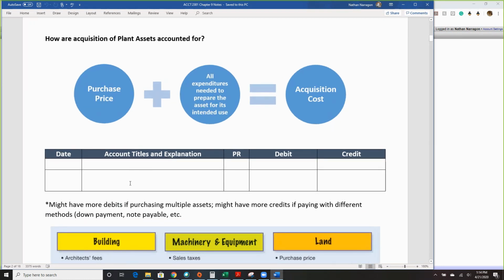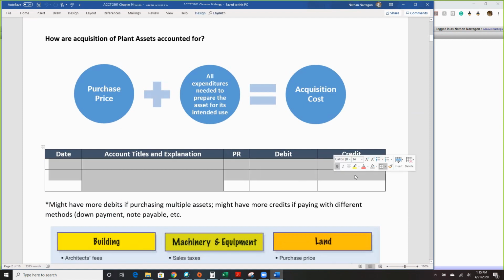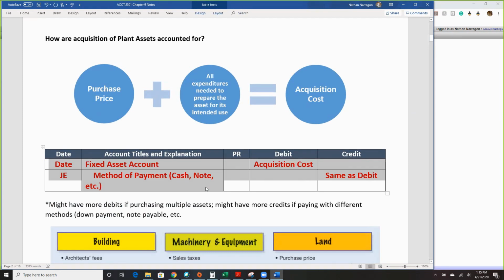So when we look at this, our journal entry. Journal entries as they are will be a debit to the fixed asset account. Okay? This will be the acquisition cost. The credit, when we actually record the acquisition cost, is the method of payment.